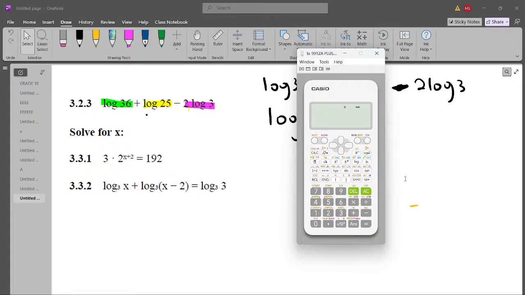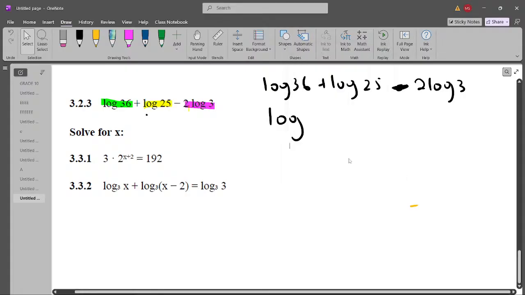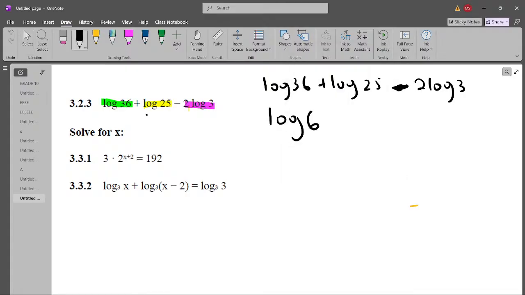36, I think it's 6 to the power of 2 here. I don't have to do it. 36 is 6 to the power of 2, plus log 25, it's 5 to the power of 2, minus, and this one it will be log 3 to the power of 2. Let me check then what else can you do here.